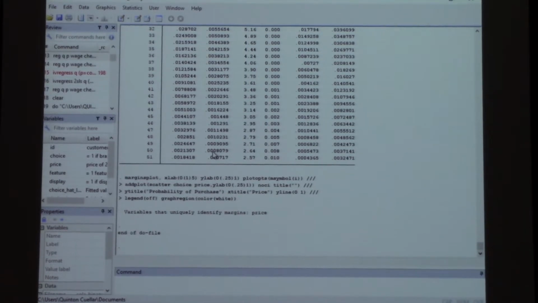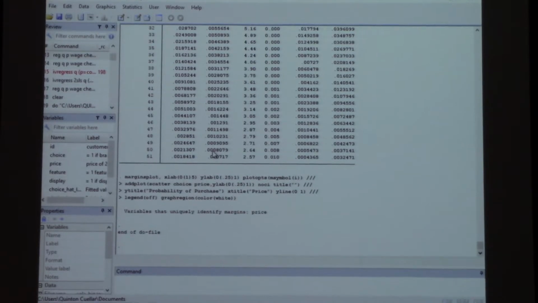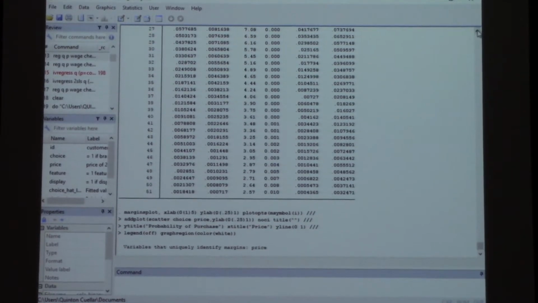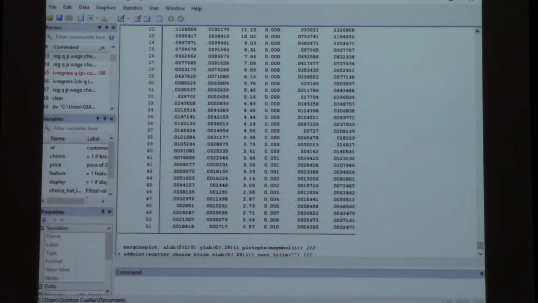Sometimes if you don't put enough increments, instead of a nice S shape, it'll get choppy. This just means you're using too big of increments. If I used 25 cent increments, I'd probably get a choppy graph like that. If I use 1 cent increments, the more increments, the smoother it gets. But also, remember, these are all predictions at all those prices. So let's run the margins command.